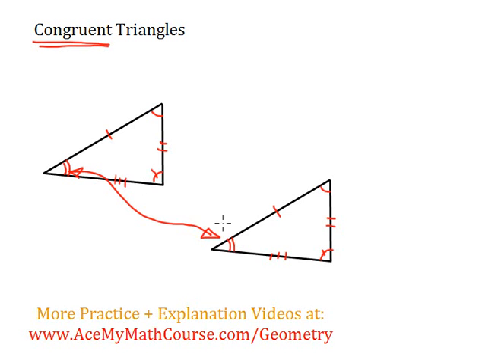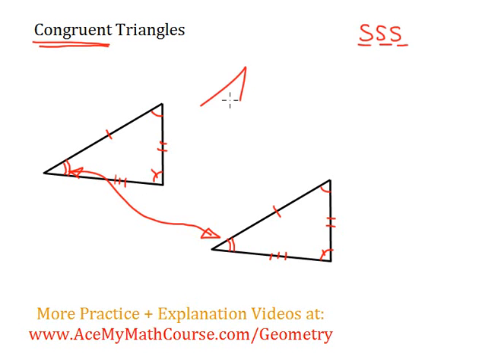So how can we prove, though, or make sure that two triangles are congruent? In this video, I'm going to show you 3 different ways. We can prove that through side, side, side.